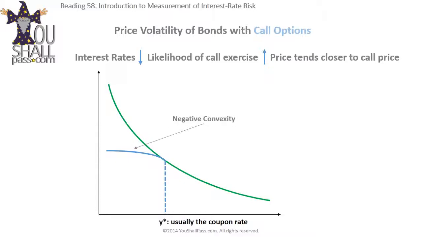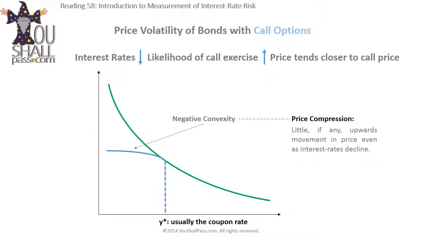This branching out of the price yield curve is called the zone of negative convexity, and one simple reason for that is that you can see that the shapes of the curves have become opposite, and in the negative convexity zone we have what is known as price compression. That is, regardless of how low interest rates have gone, there is little, if any, upward movement in price, and the intuitive investment reasoning for that I've already laid out.